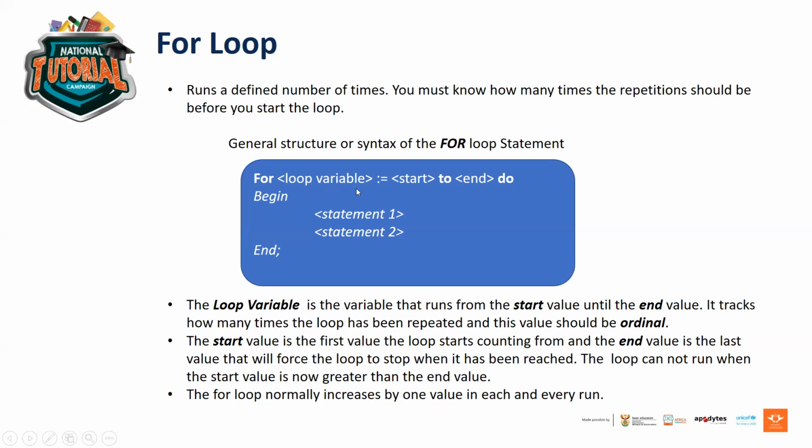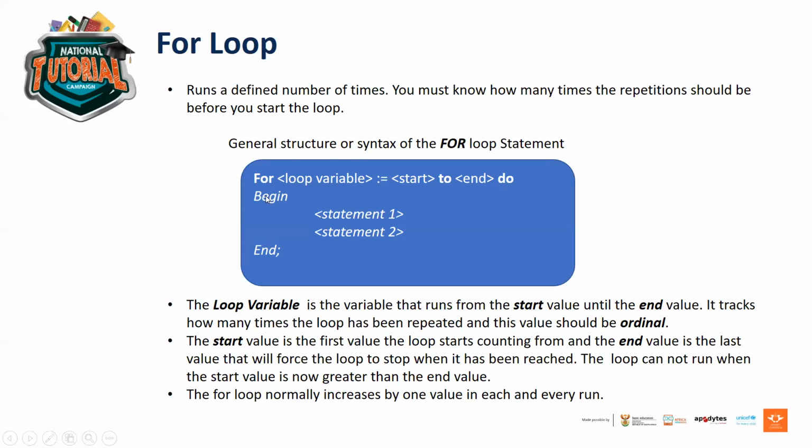How do you work with a for loop? I've put some words here in bold. Those words that are in bold are not changeable. For you to work with a for loop, there should be a for, and then there should be a to, there should be a do. And then: for loop variable colon equals start to end, do.